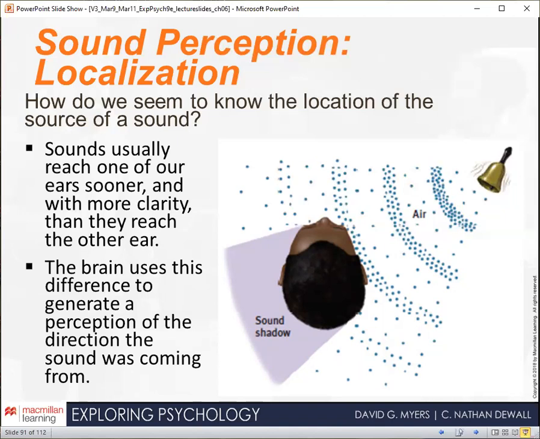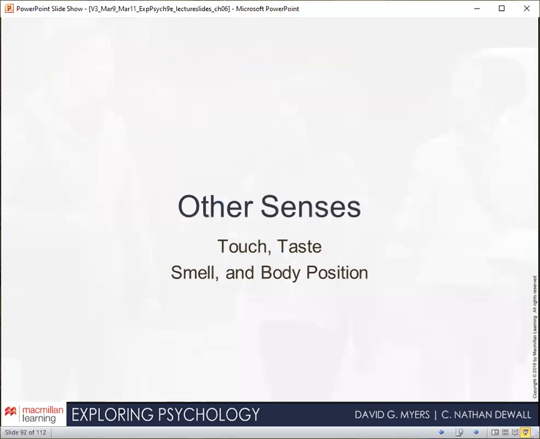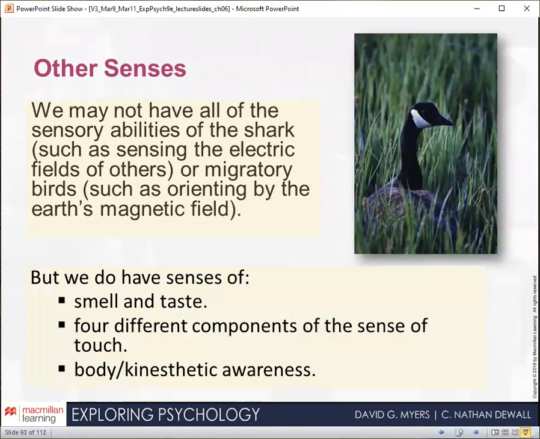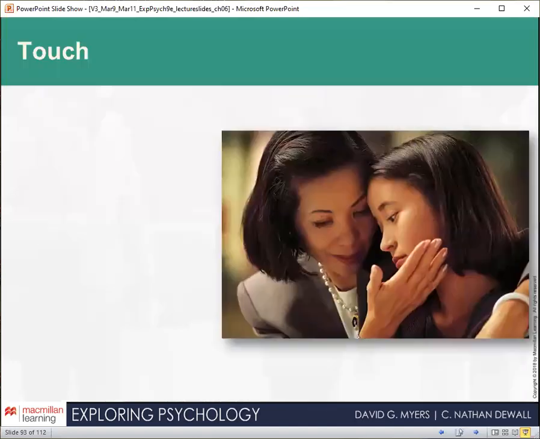All right, so that takes care of the key ideas of hearing. Then we talk about the other senses. The other senses: touch, taste, smell, and body position. We don't think about them as much, but obviously life would be much different if we did not have them around. So the other senses, we do not have all the sensory abilities of the shark, such as sensing electromagnetic fields of others, or migratory birds who can detect the Earth's magnetic field. But we do have these senses here, and these senses do provide some needed advantages to us, or at least make life interesting and enjoyable.